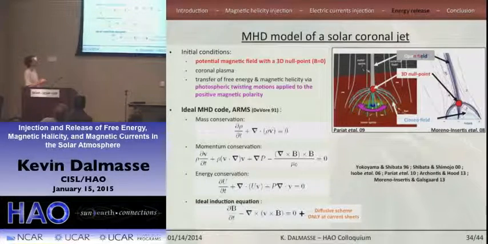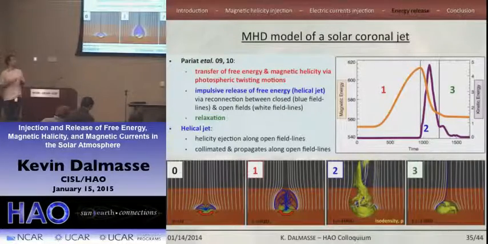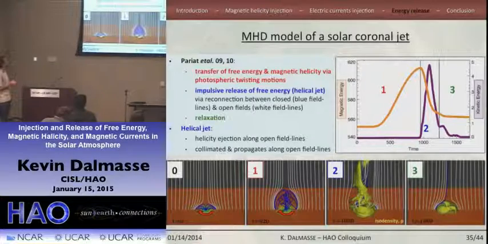And then we build up, we store magnetic free energy inside of the closed magnetic field by imposing a twisting motion to the central positive polarity. The MHD equations are advanced in time using the ideal MHD code ARMS. The twisting motions applied at the positive polarity lead to the accumulation of magnetic energy and free helicity in the domain, in the closed magnetic field.